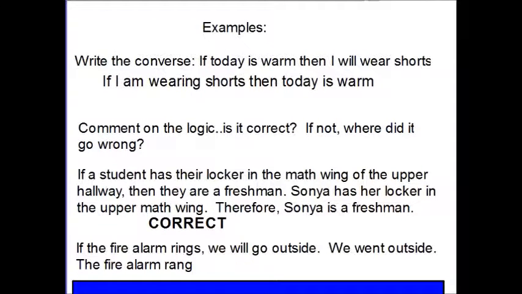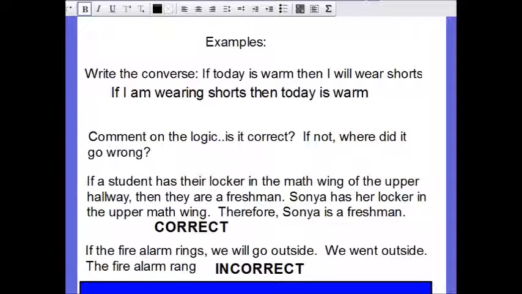So here we go. If the fire alarm rings, then we're going outside. We went outside. The fire alarm rang. Again, our hypothesis talks about the fire alarm ringing. When the fire alarm rings, what are we going to do? We're going to go outside. Now, what happens if we just went outside? Does it mean that the fire alarm rang? I don't know about you, but come springtime, I know I'm going to want to plan some little trips outside during our class and go discover some math outside. What about you? Absolutely. This logic is absolutely incorrect.